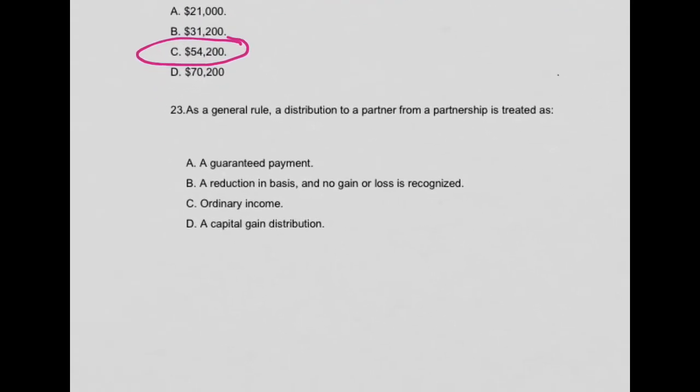Number 23 is a general rule. A distribution to a partner from a partnership is treated as guaranteed payment? No, not as a general rule. A reduction in basis and no gain or loss is recognized. Well, that's what I kept emphasizing in class, that's true. Ordinary income, again, did not indicate that is the general rule. Capital gain distribution, not generally, unless it exceeds basis. Answer B. We're done with number 23.